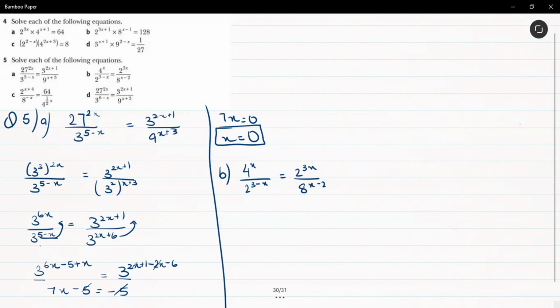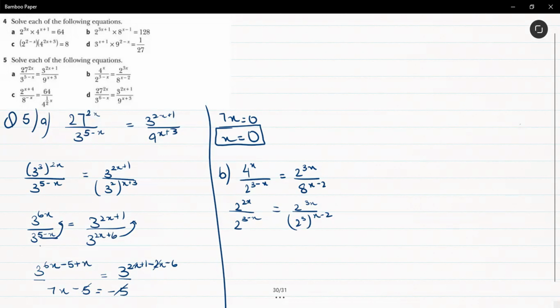Okay, again, the simplest base we can find here is 2. So 4 to the power x is 2 raised to the power 2x. This one was simple, so I'm going to do it as it is. 2 raised to the power 3 minus x is equal to 2 raised to the power 3x divided by 2 cubed raised to the power x minus 2.